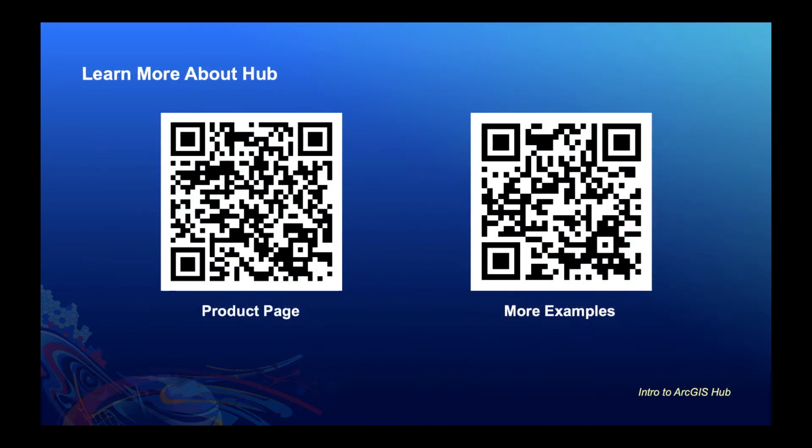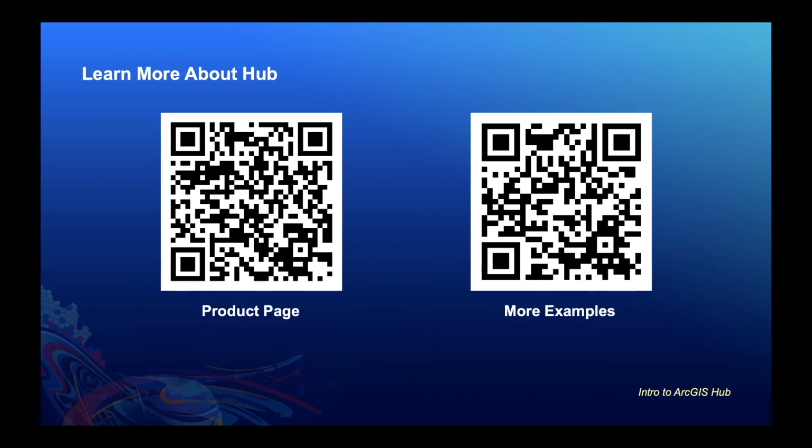If you are interested in learning more about Hub, you can go ahead and scan the QR code on the left with your phone. Just open the camera application, hover it over the screen. You'll see a prompt to click into that URL. If you'd like more examples of your peers out there across industries and sectors, do the same thing with the QR code on the right.